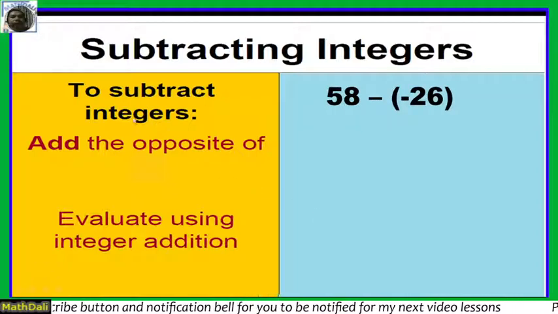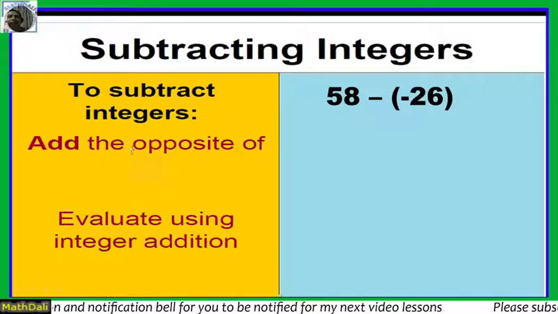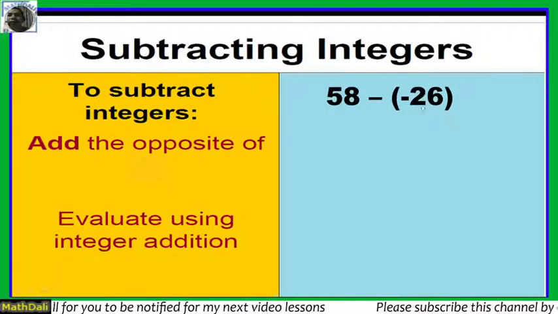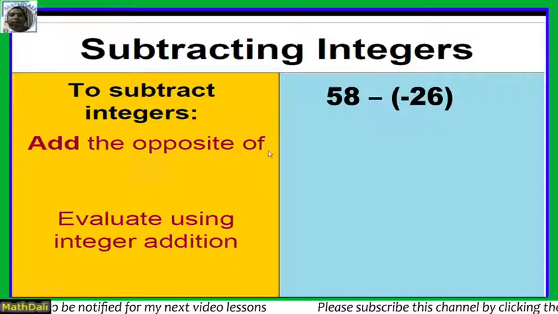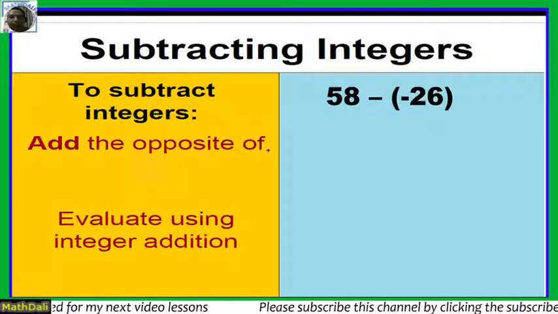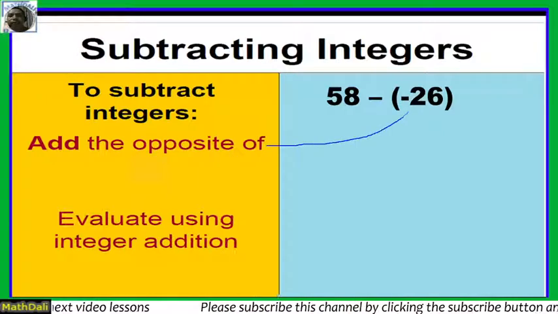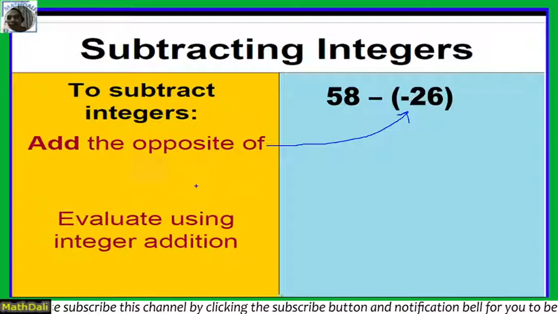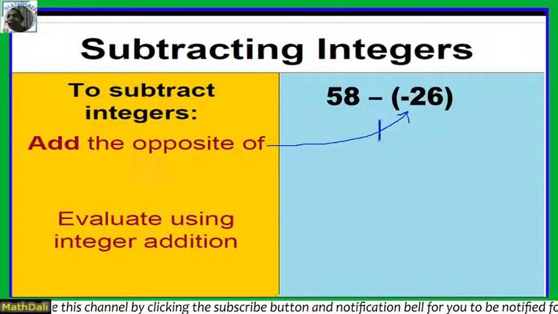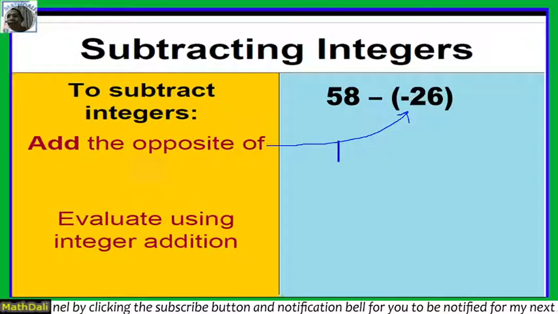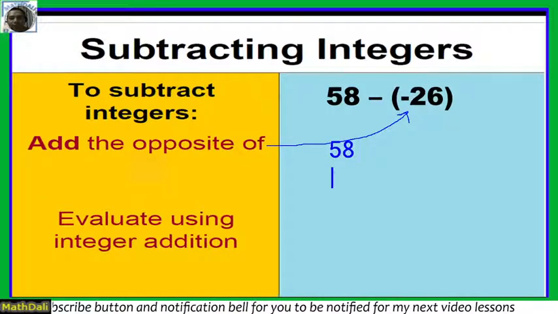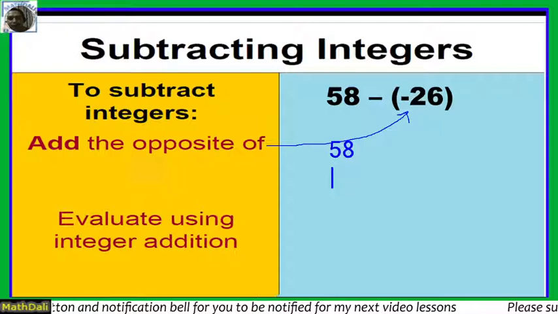Okay, how about this one? Subtract 58 minus negative 26. So, we're going to add the opposite of negative 26. And ano yung opposite natin dyan? Positive 26. So, we have 58. This time we have 58 plus we have 26.